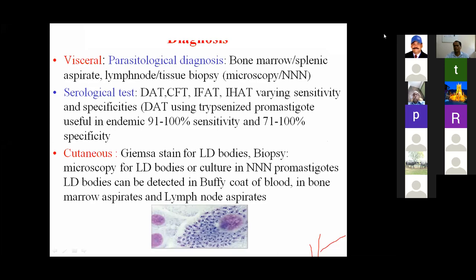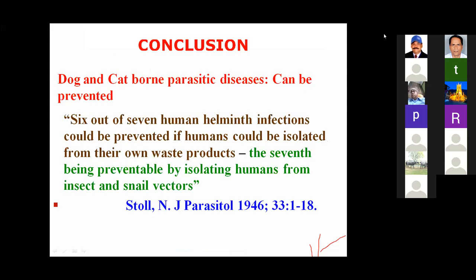LD bodies can also be detected in the buffy coat of the blood. You know, the buffy coat of the blood, where the white cells are; you can look into those white blood cells and you will find LD bodies. In bone marrow aspirates and lymph node aspirates, you can see these Leishmania donovani bodies. With that, I end and I come to the conclusion.